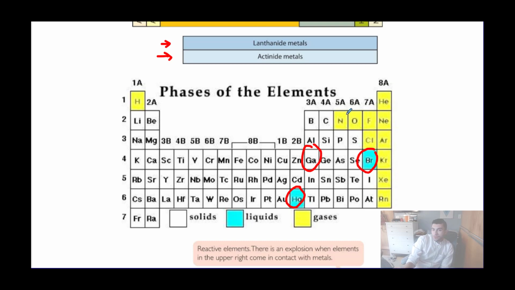The gases here are in yellow. So if we know the gases, which are the noble gases, right? And then chlorine, fluorine, oxygen, nitrogen, hydrogen, and we know those two liquids, then everything else to us is a solid at room temperature. That's the easiest way to remember it.